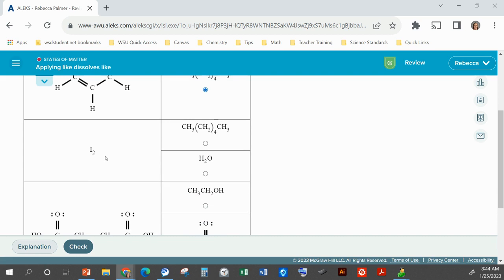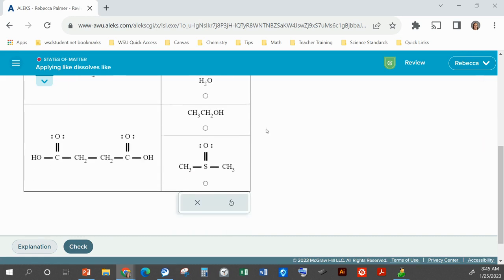Okay, how about this one? This is a weird one. Is this ionic? No, this isn't ionic. This is covalent. Is this polar or non-polar? This is non-polar. So if it's non-polar, is it going to dissolve better in this non-polar one or water? Non-polar. It's going to dissolve better in non-polar because it's non-polar. Non-polar dissolves non-polar.